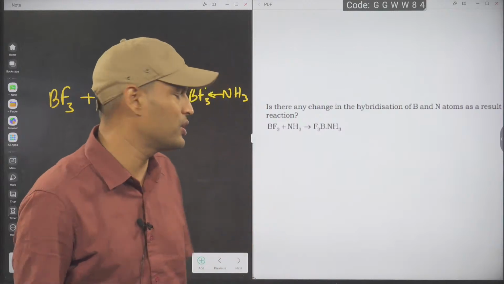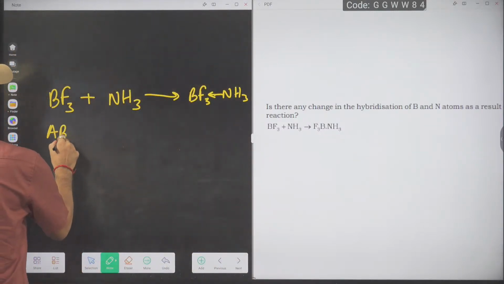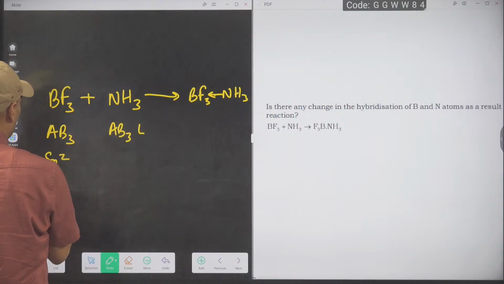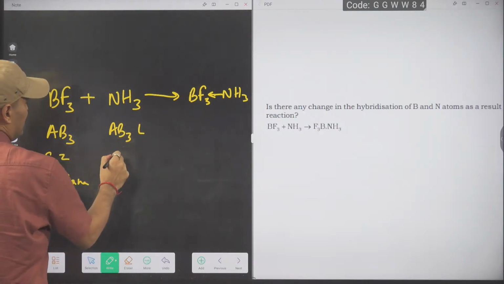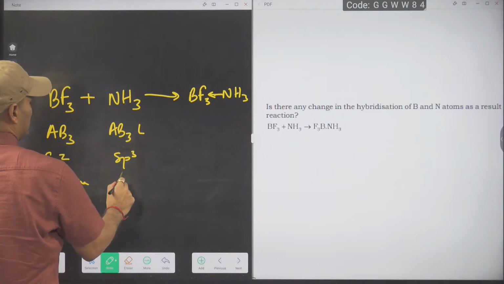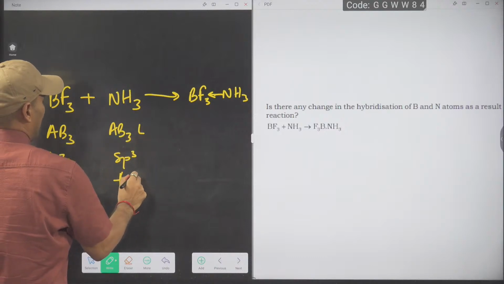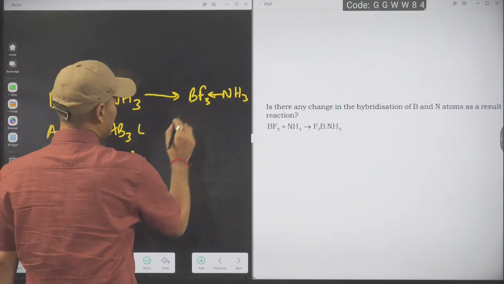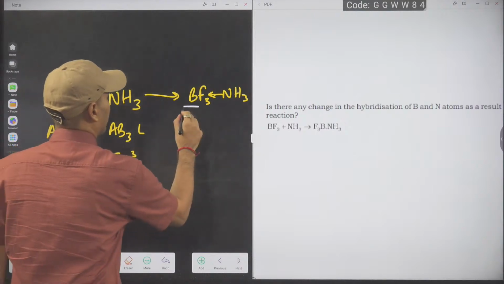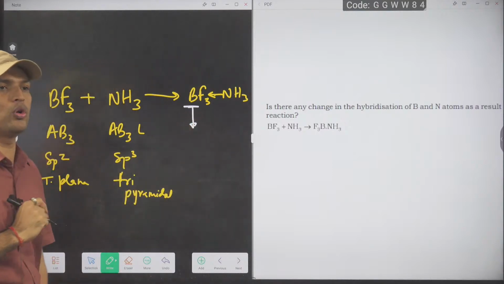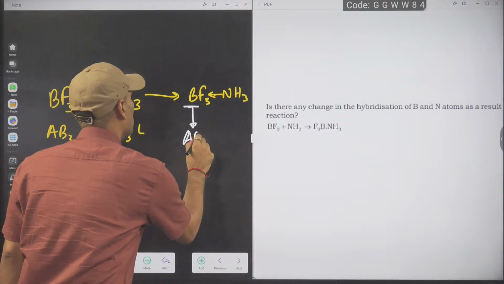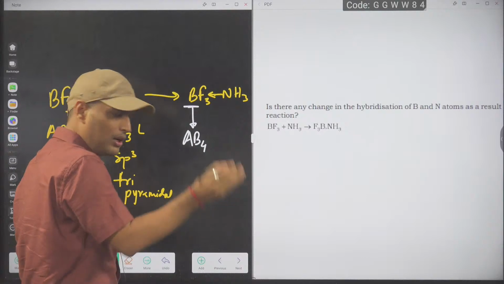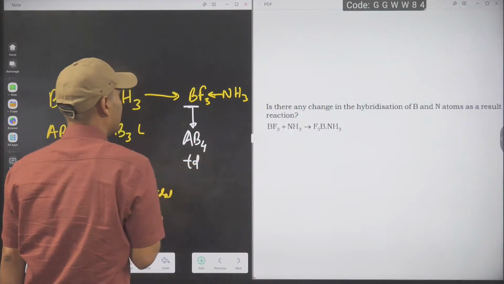Shape and hybridization. So see, this is an AB3 type molecule, no lone pair. AB3 means sp2, trigonal planar. This is AB3L. Steric number 4 means sp3, but the shape will be trigonal pyramidal. One lone pair is there. Okay. Now focus here. Boron, how many bonds are there with boron now? Now boron has 4 bonds: 3 normal, 1 from nitrogen. 4 bonds. So this is tetrahedral sp3.